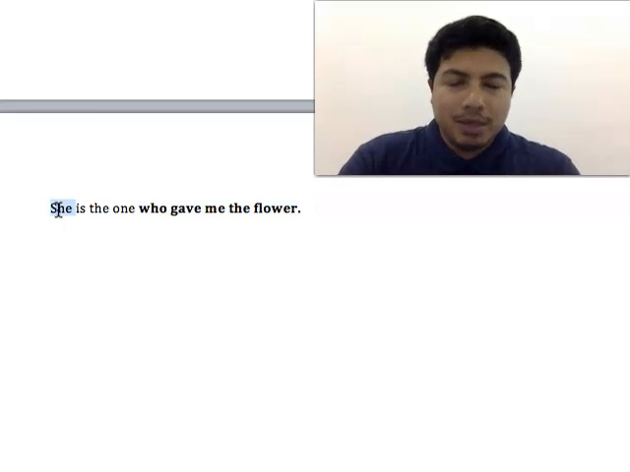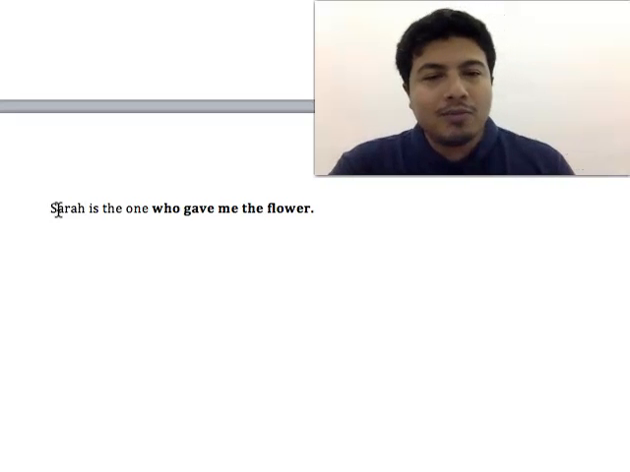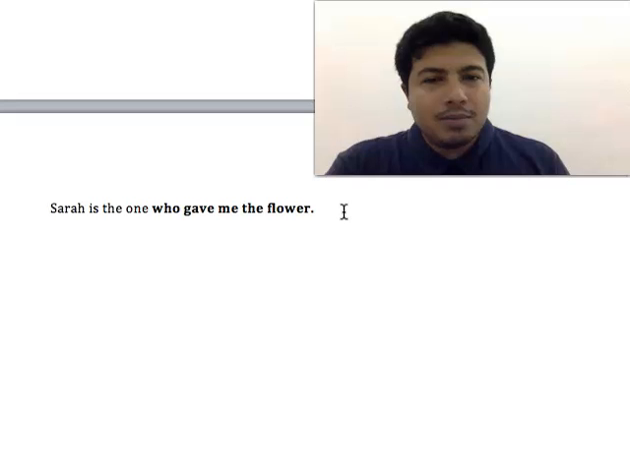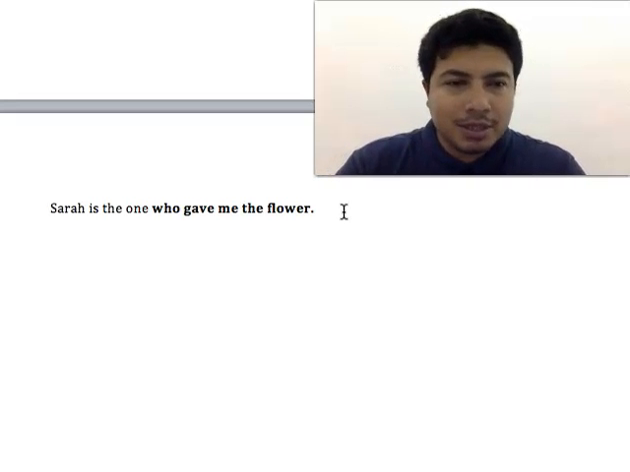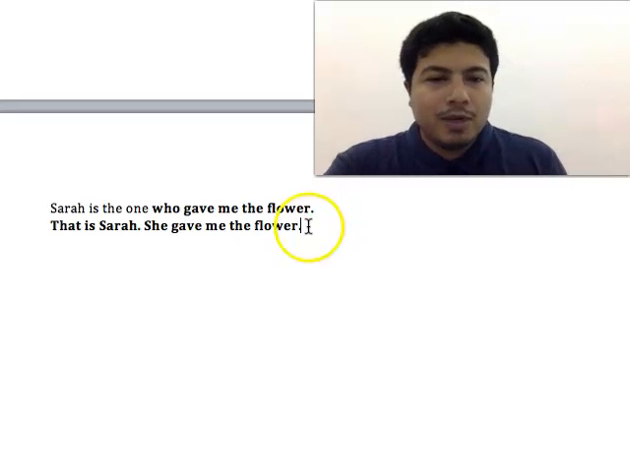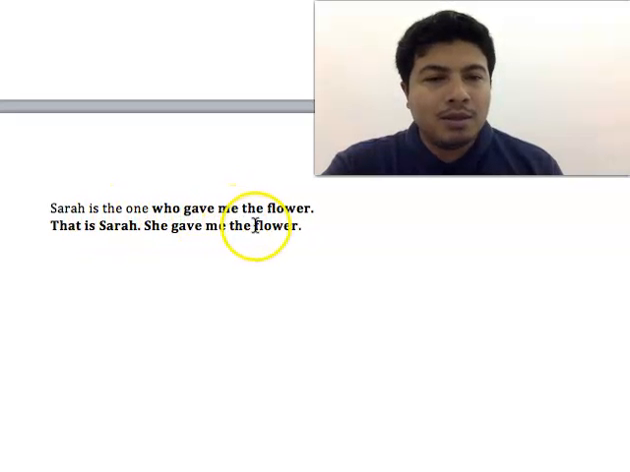It could also be a name. For example, Sarah. Sarah is the one who gave me the flower. So Sarah is replaced by the relative pronoun who. So that is the adjective clause. So the sentence can actually be broken into two sentences. For example, when you say that is Sarah, and then she gave me the flower. So when you combine these two sentences, it becomes Sarah is the one who gave me the flower.